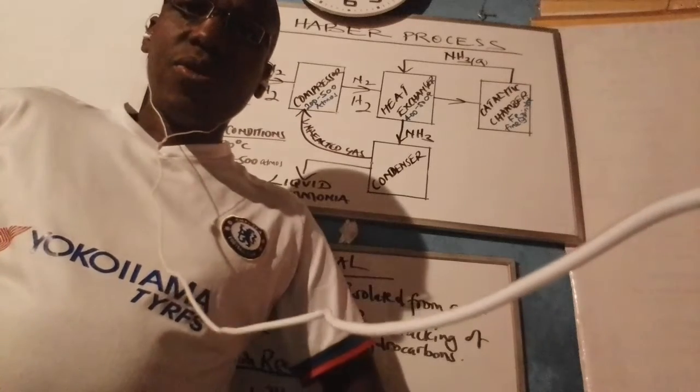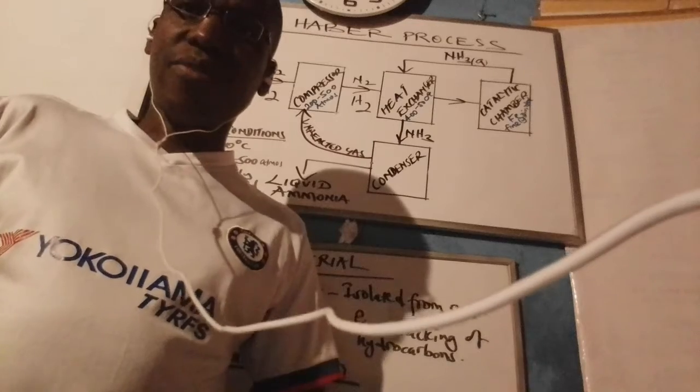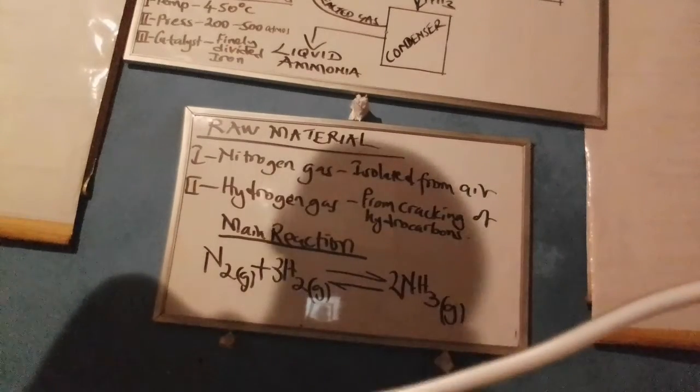Morning. In this session, we evaluate the Haber process, the process for the large-scale manufacture of ammonia gas. Welcome. Ammonia gas is a unique gas which is obtained by the process of synthesis of two principal gases, namely nitrogen and hydrogen gas. Nitrogen gas is obtained by isolation from air by the method of fractional distillation of liquefied air. Hydrogen gas, on the other hand, is obtained from hydrocarbons by cracking.